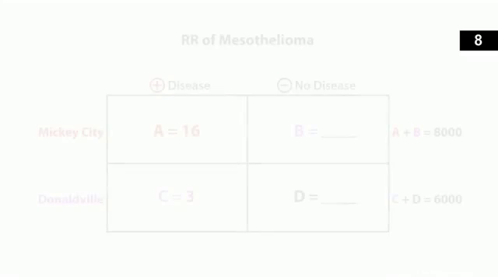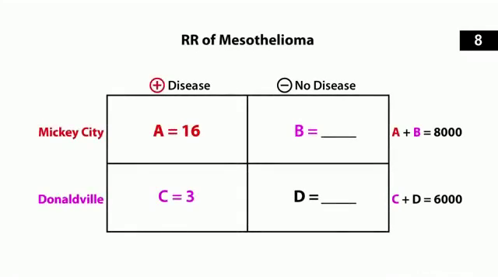So the first thing that you're going to do is set up your table, just like this. The number of people with the disease in Mickey City is 16. And the number of people with the disease in Donaldville is 3. The question didn't give you the number of people without the disease, but you don't really need it. All you need to know here is A plus B and C plus D, since the equation for relative risk is A over A plus B divided by C over C plus D. So 16 over 8,000 divided by 3 over 6,000, and that gives you 4. So the relative risk is 4. This risk of mesothelioma is 4 times higher in Mickey City than it is in Donaldville.